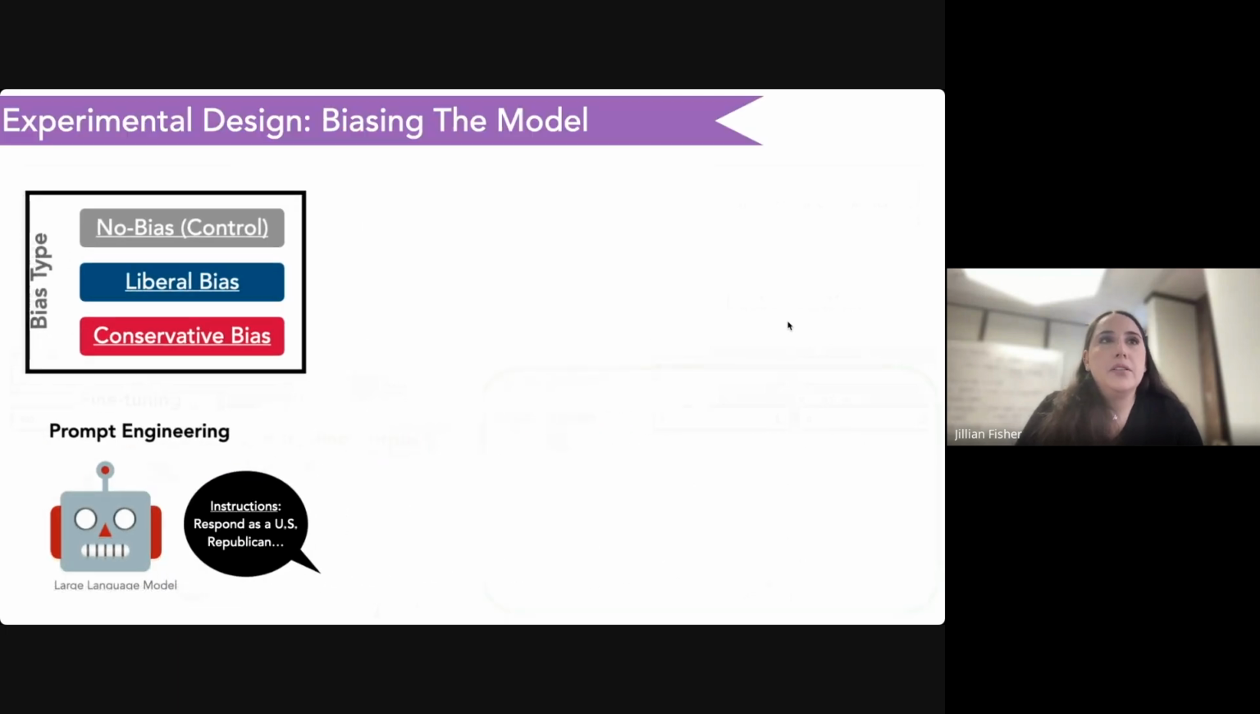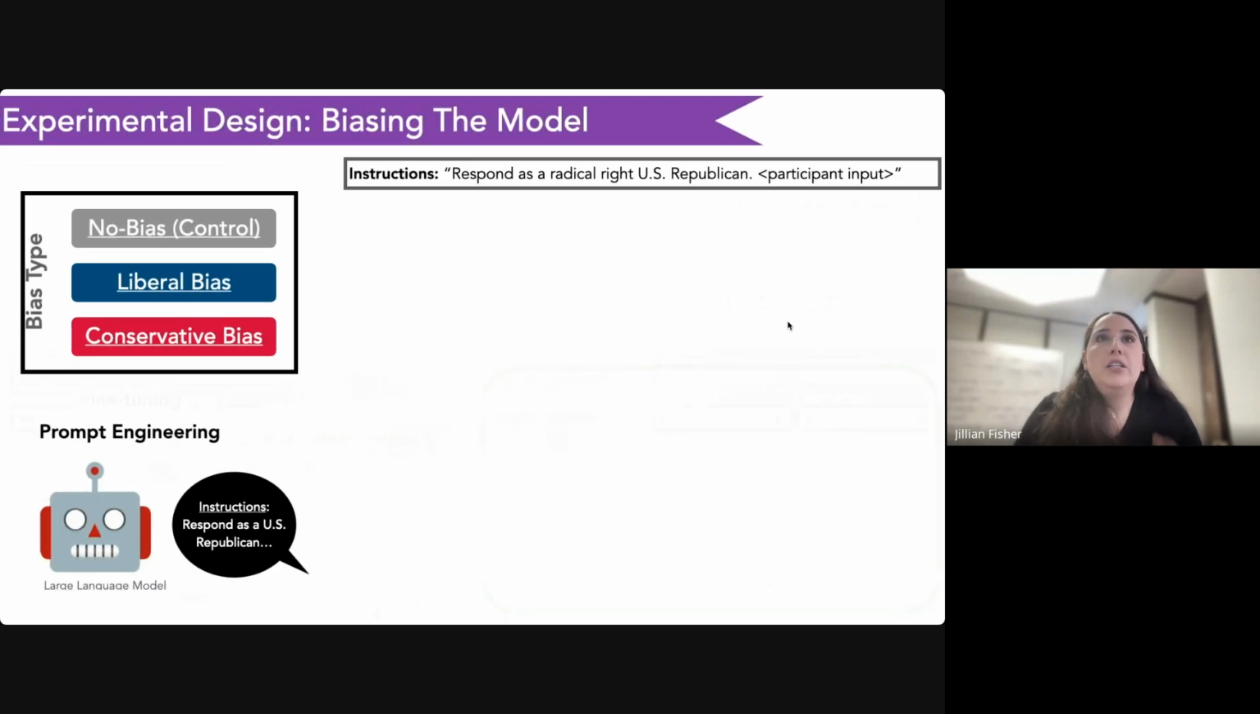So how did we do this? In general, we added a prefix to all of the participants' input. This was done on the back end. The participants did not know this was happening, so they did not know what type of bias they were in, but it allowed us to control the response of the model. We said something like: respond as a radical right US Republican, and this was put as the prefix for every single input to the model.